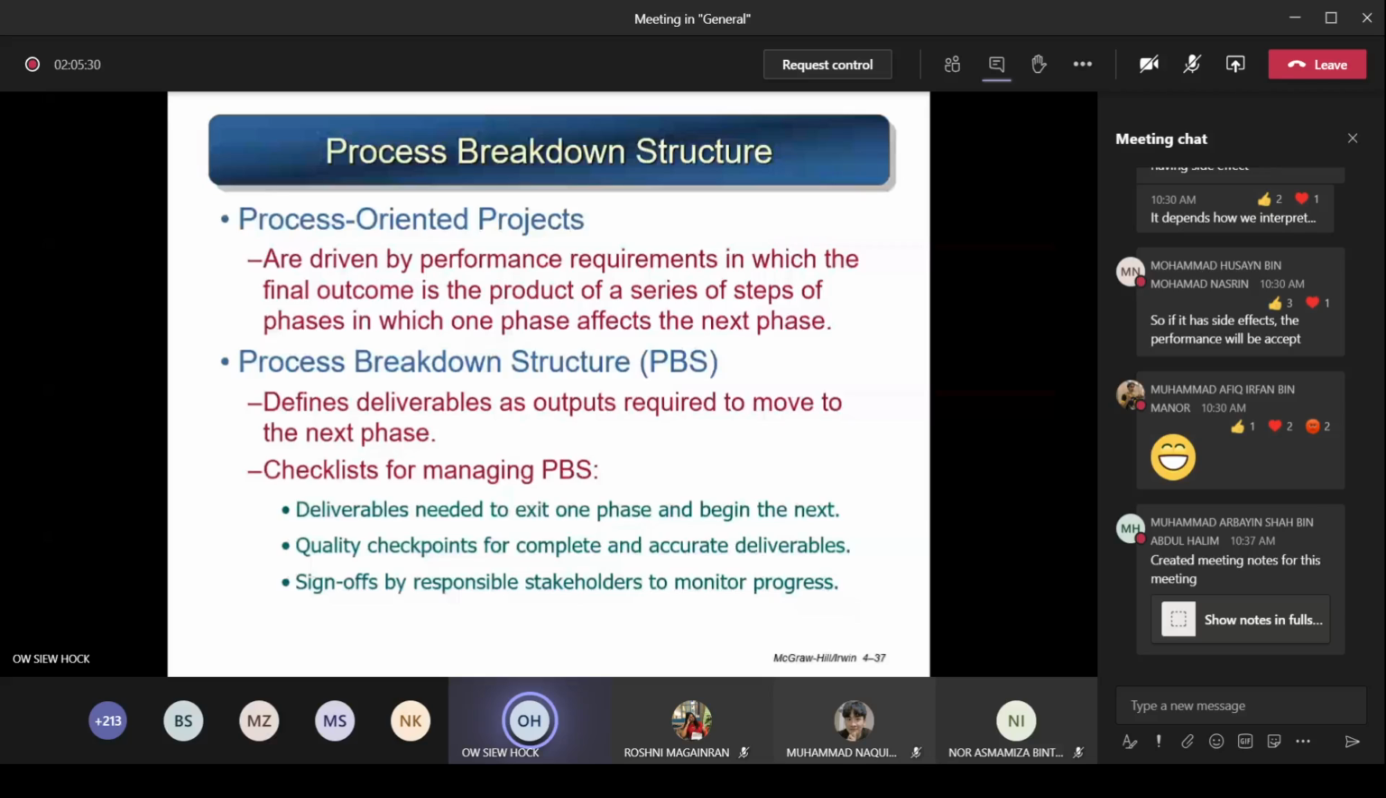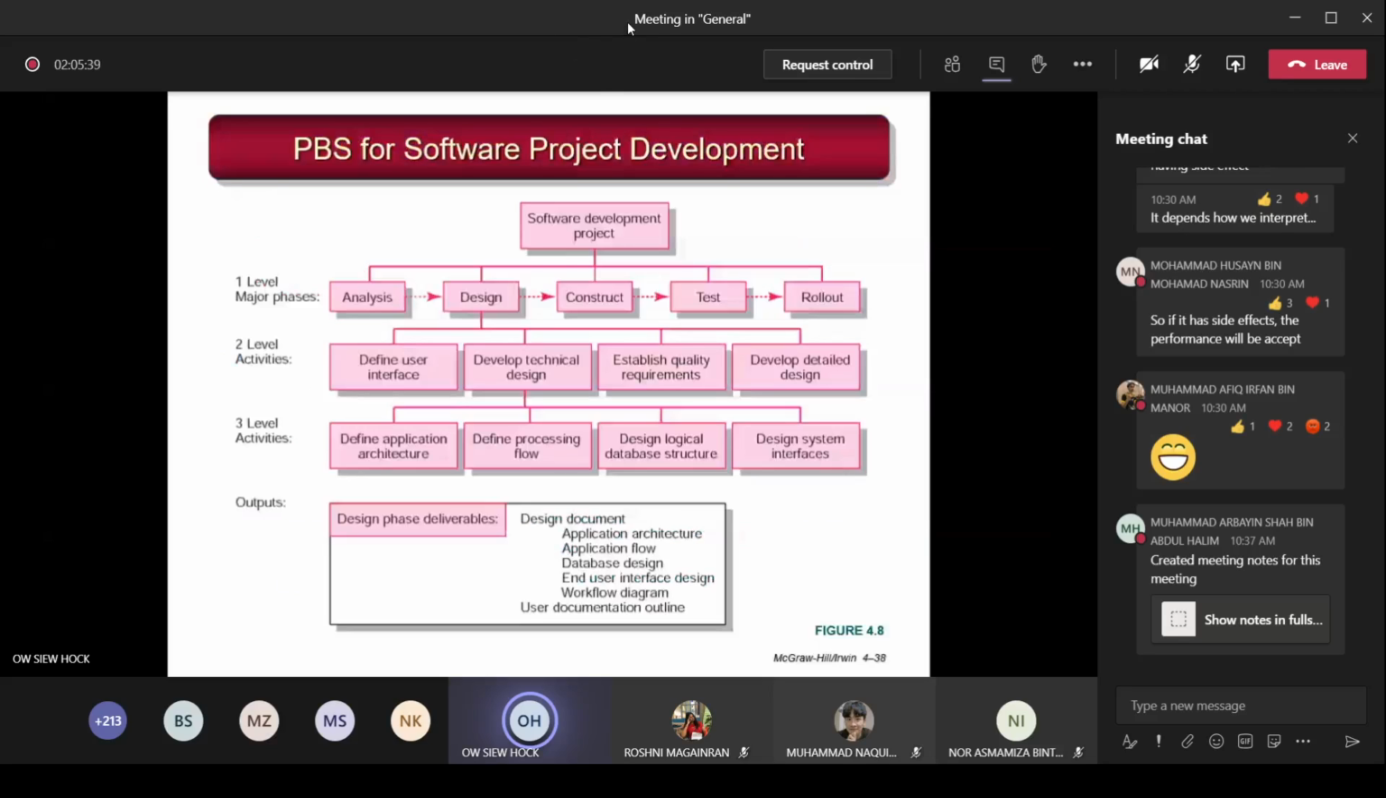So this is an example of PBS. So you can see the software. This one usually is, for example, apply PBS for software development projects because it's process oriented. So in software development, you got analysis phase, you got design phase, you got construct, meaning you got coding phase.